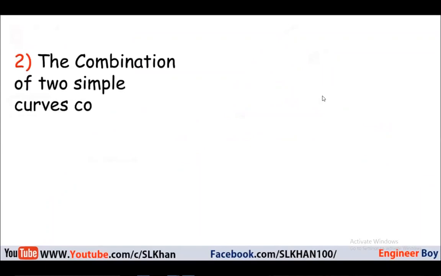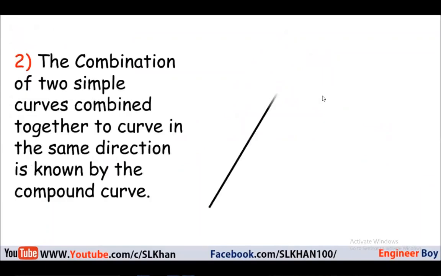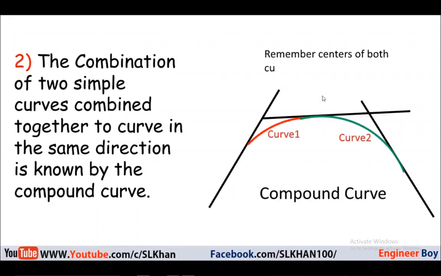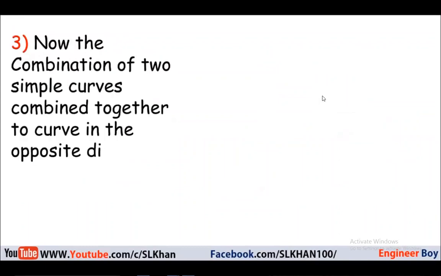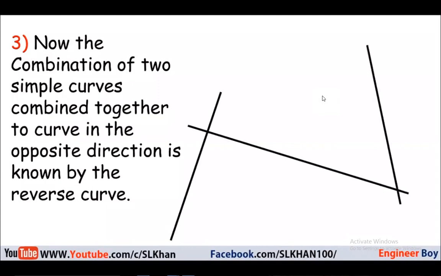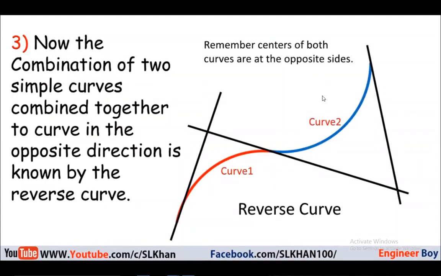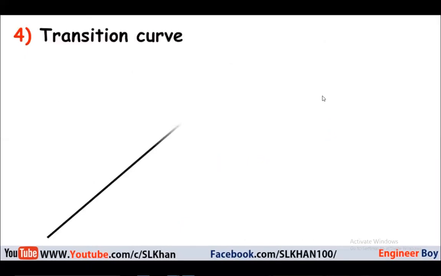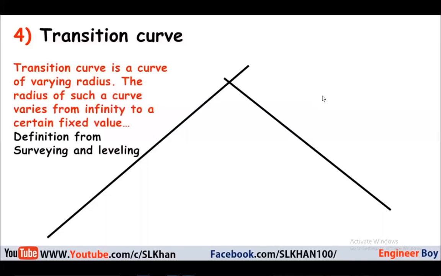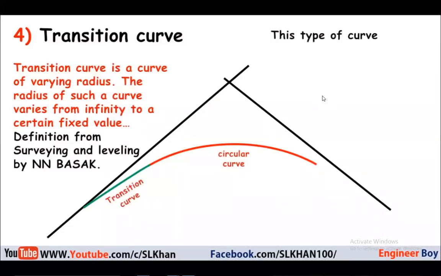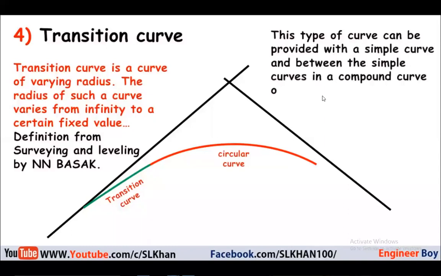The combination of two simple curves combined together to curve in the same direction is known as a compound curve. The combination of two simple curves combined together to curve in the opposite direction is known as a reverse curve. And a curve that has a varying radius is called a transition curve. Remember, a transition curve is not a circular curve. It can be a part of an ellipse, spiral, or a parabola. This type of curve can be provided with a simple curve and between the simple curves in a compound and reverse curve.